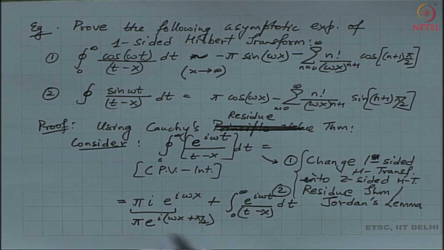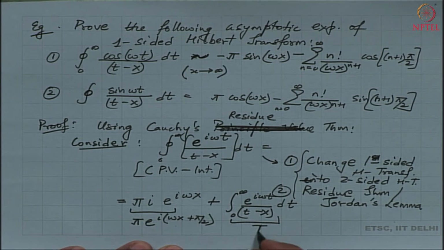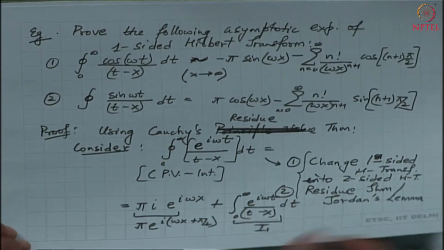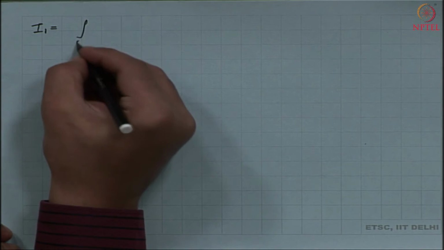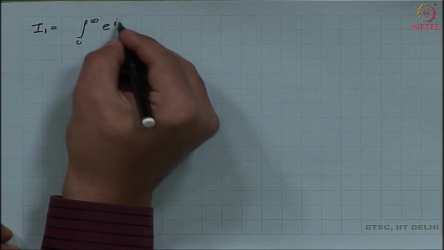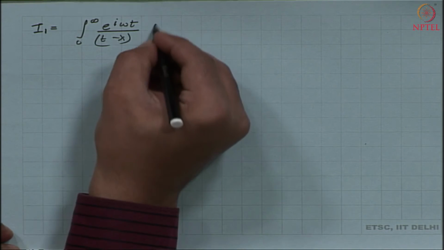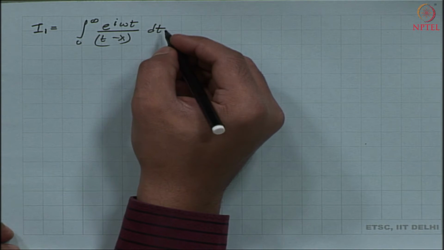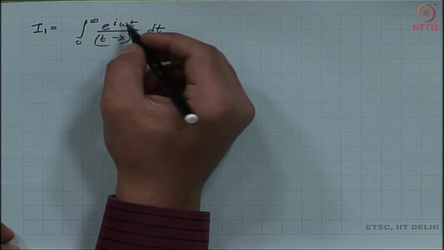Okay. So then let us look at this particular integral. I call this my integral I1. I1 is the integral from 0 to infinity of e to the power i omega t divided by t minus x, dt. Okay. So then this is also equal to, I am going to make a change of variable.